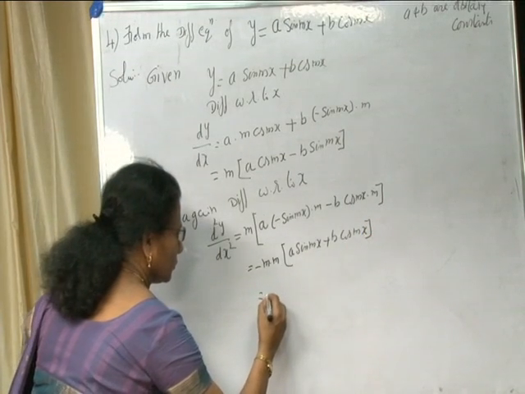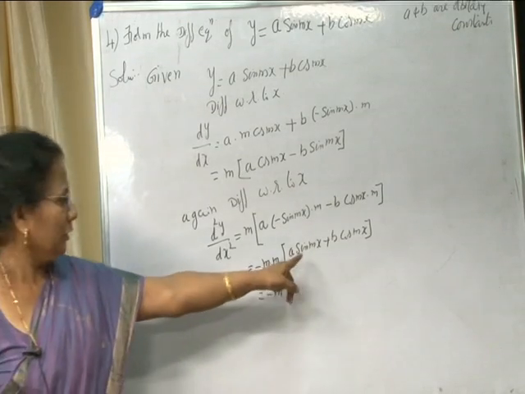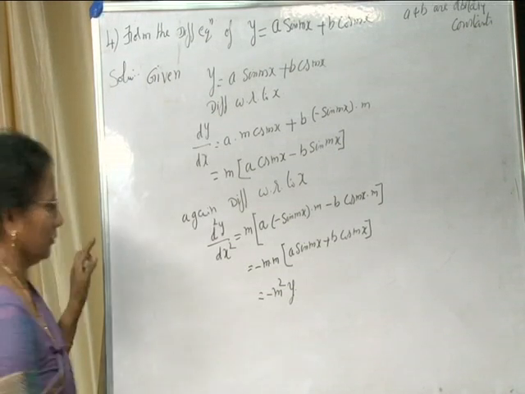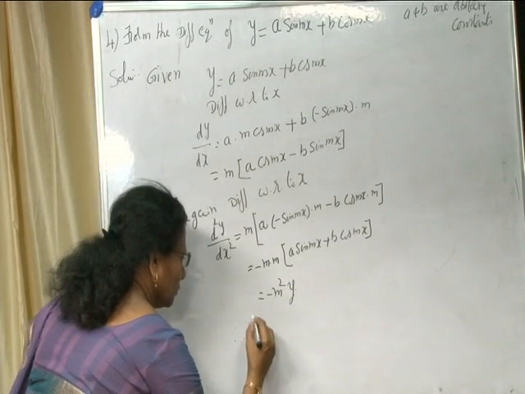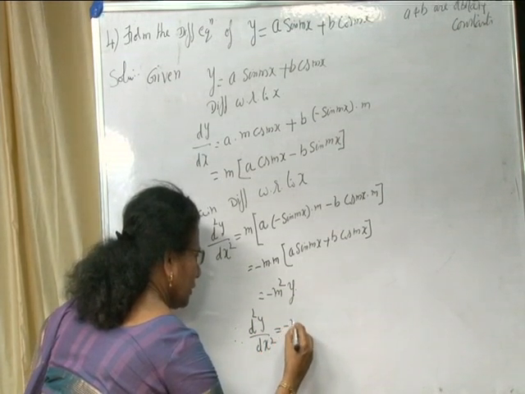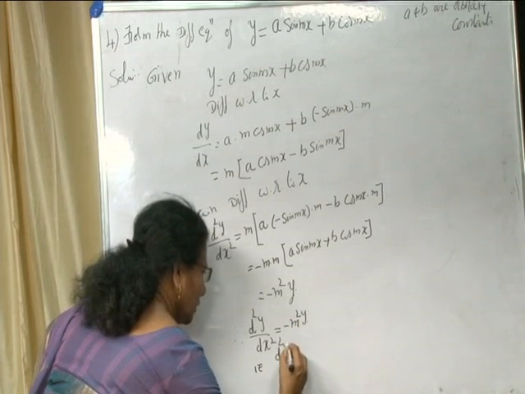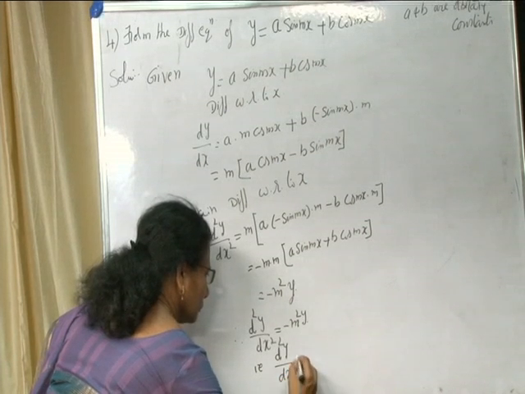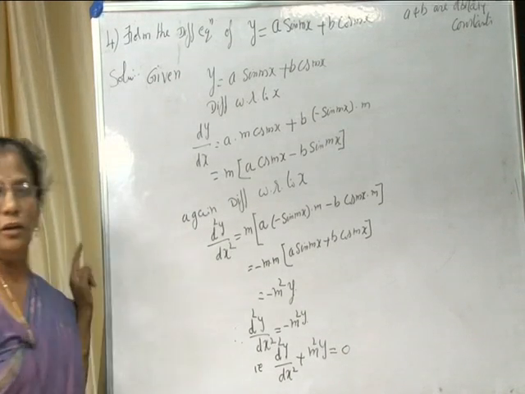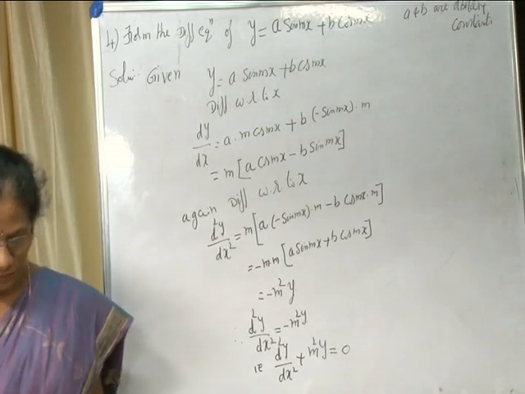This is equal to minus m squared into 1. Look at the board. A sin mx plus b cos mx is equal to y. It is given. Therefore, d squared y by dx squared is equal to minus m squared y. That can be written as d squared y by dx squared plus m squared y is equal to 0. It is the required differential equation.